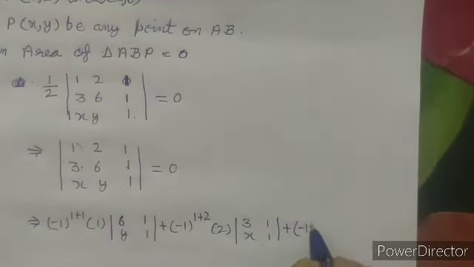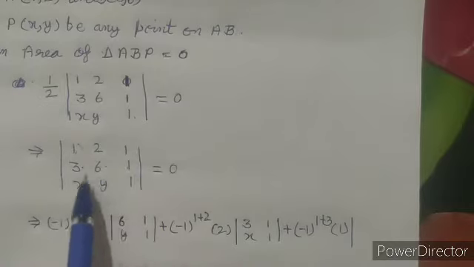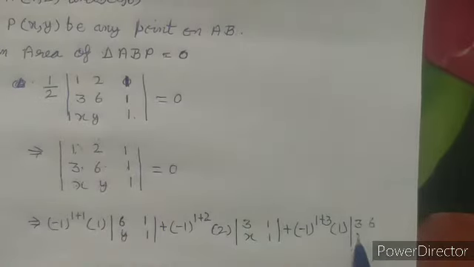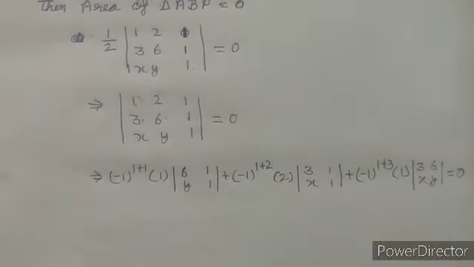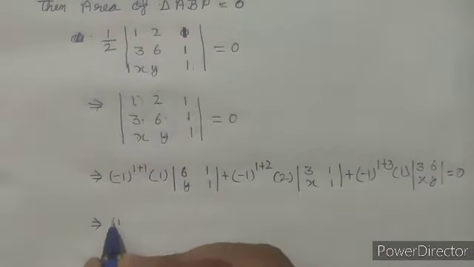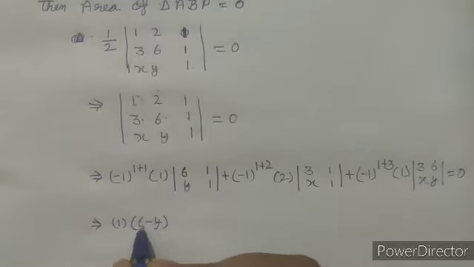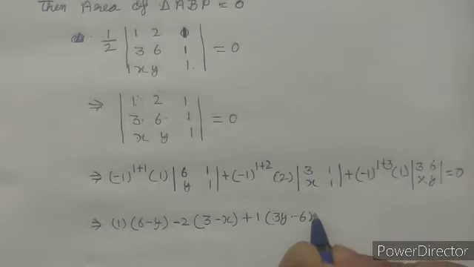Last will be plus minus 1 raised to power 1 plus 3 into 1 into determinant of 3 6 xy, 3 6 xy, and that will be equal to 0. Now this will give us 1 into 6 minus y, minus 2 into 3 minus x, plus 1 into 3y minus 6x, and that is equal to 0.